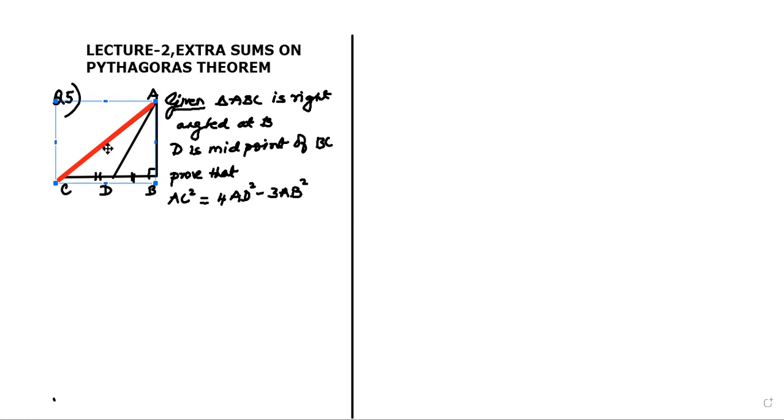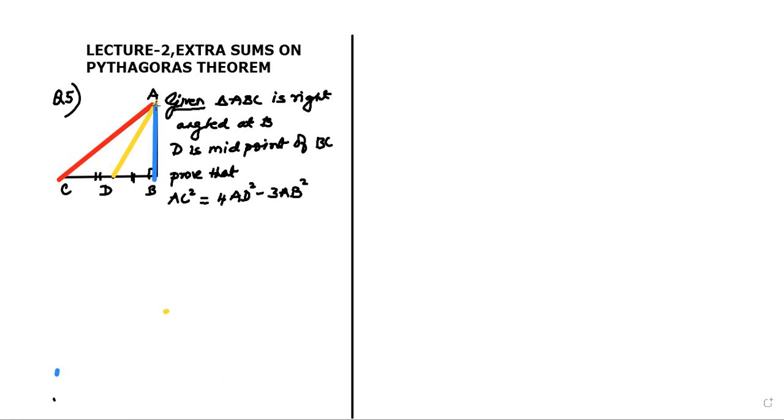Look at AD square, children. This yellow segment is AD square. Okay, this AD square is involved. Minus 3 times AB square, children. You can see this blue segment. The blue segment is involved. What is that? AB square.